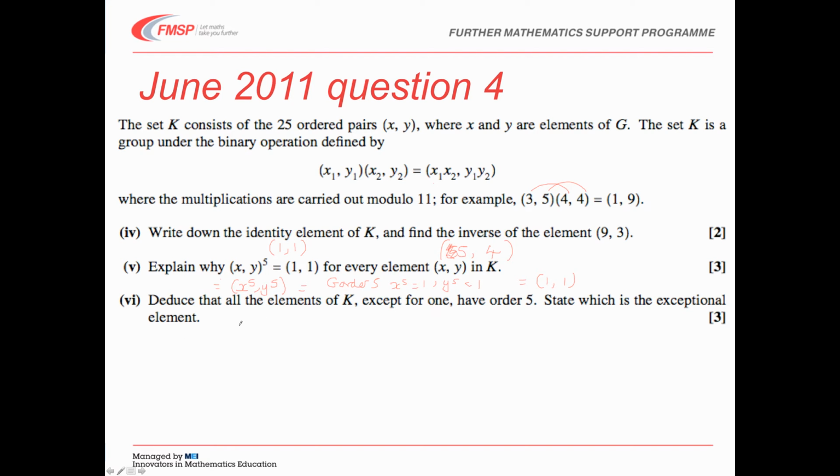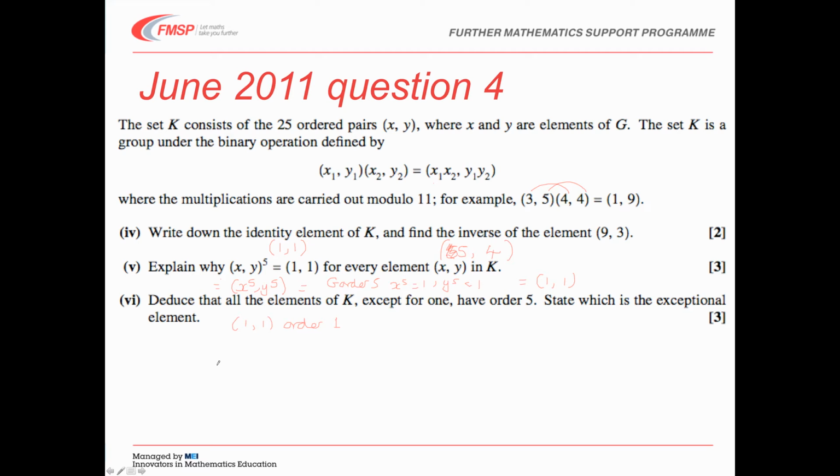And deduce that every element of K except for 1 has order 5, state which is the exceptional element. Well, again, the identity element always has order 1. That's the exceptional one. Why have they got order 5?